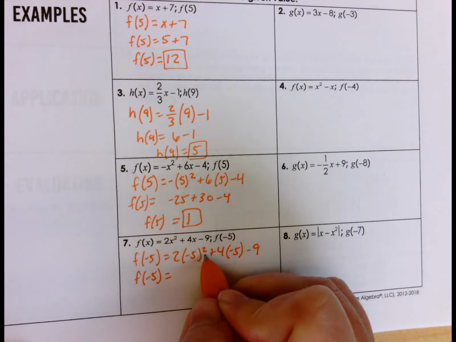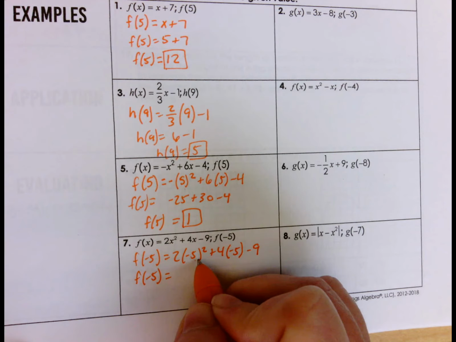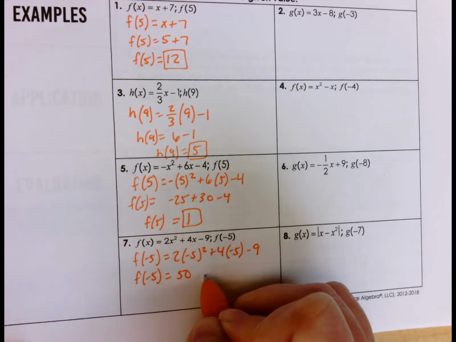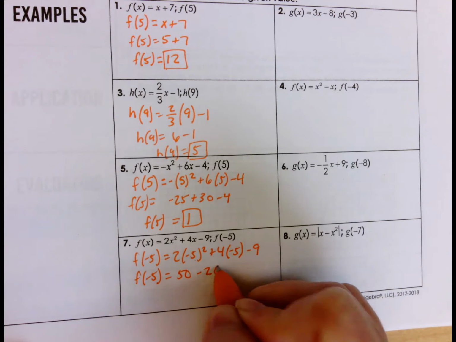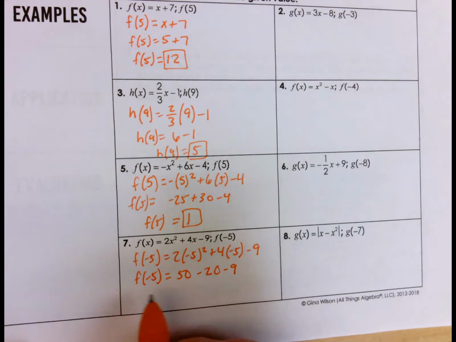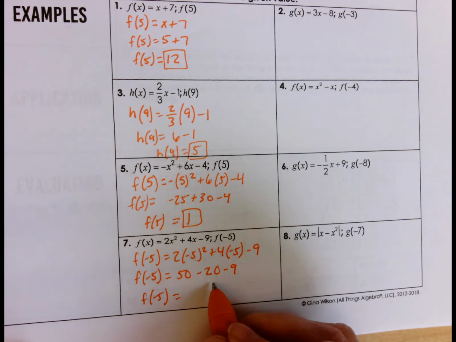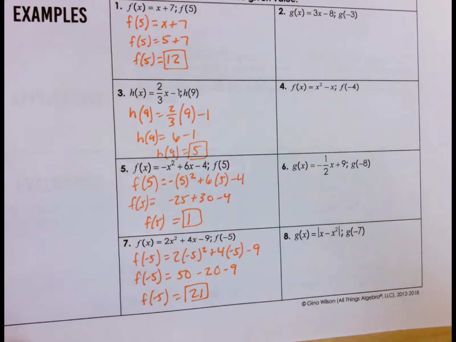So negative 5 times negative 5 is a positive 25. Positive 25 times 2 is 50. 4 times negative 5 is a negative 20. Okay, and then we just simplify. 50 minus 20 is 30. Minus 9 is 21. Okay, all right.